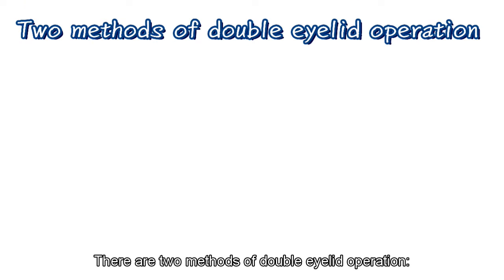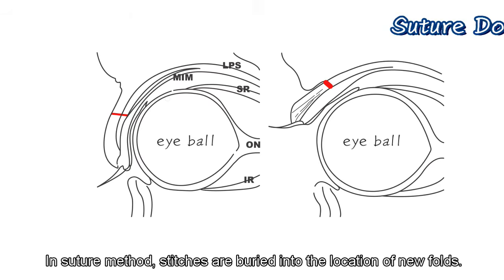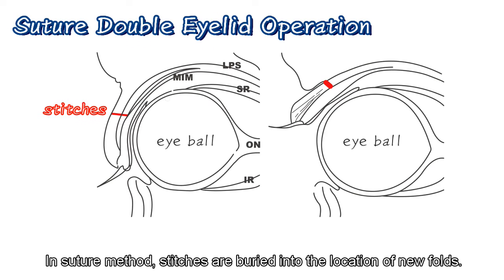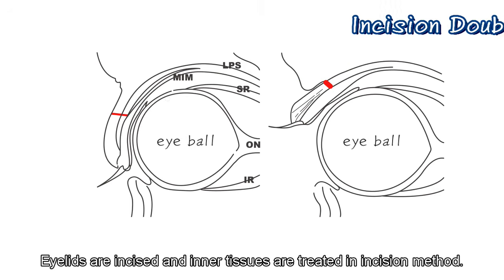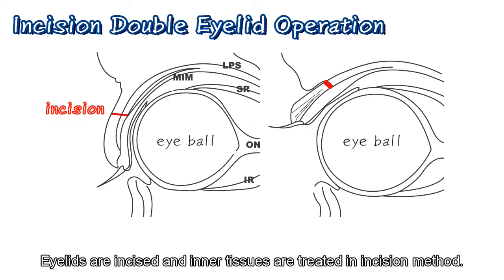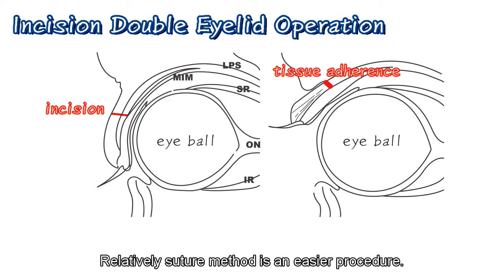There are two methods of double eyelid operation: suture method and the incision method. In suture method, stitches are buried into the location of the new fold. The stitches pull the skin up when eyes are open. Eyelids are incised and the inner tissues are treated in incision method. Double eyelids are formed on the incision side due to tissue adherence. Relatively, suture method is an easier procedure. Let's introduce who is suitable for suture method.